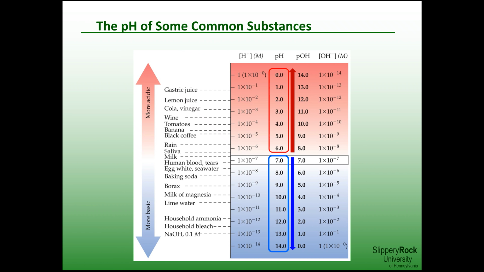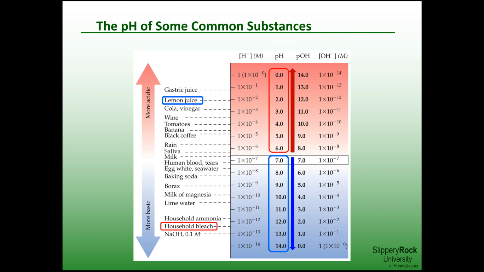Let's focus on two familiar examples highlighted on the slide: lemon juice and household bleach. Lemon juice has a pH of around 2, placing it firmly in the acidic region. This means it has a relatively high concentration of hydrogen ions, which gives it its characteristic sour taste and its ability to react with certain materials, such as gradually eroding tooth enamel, as discussed previously.